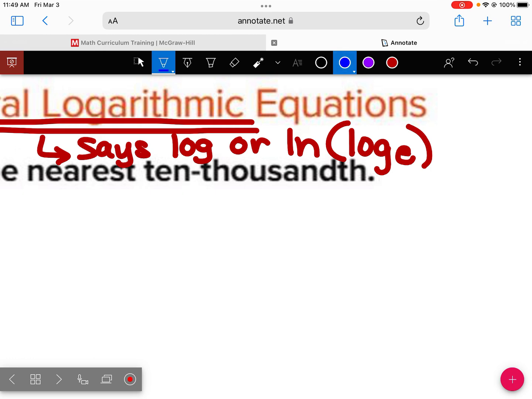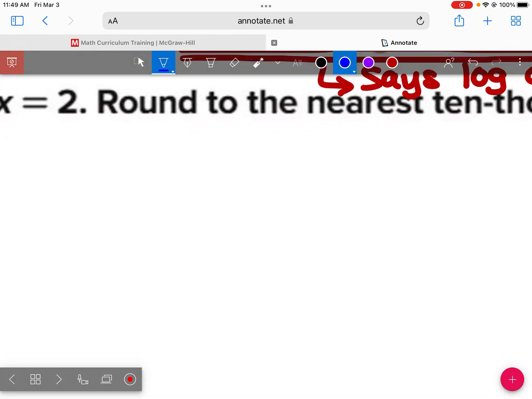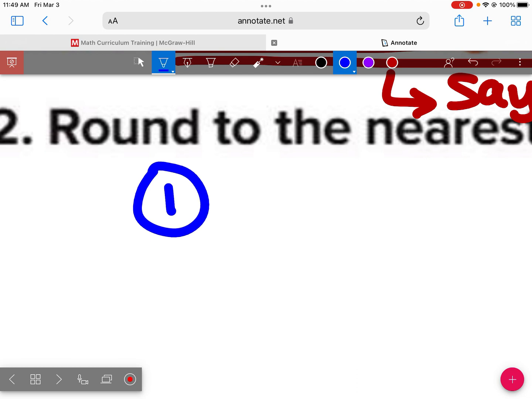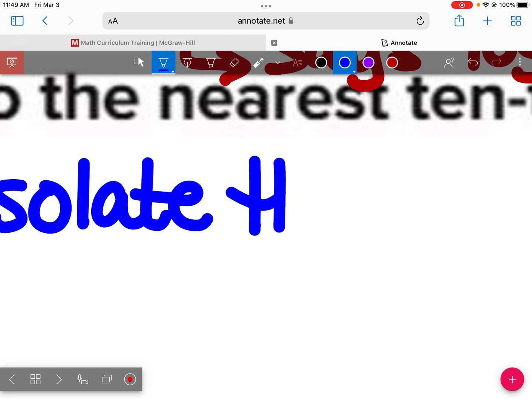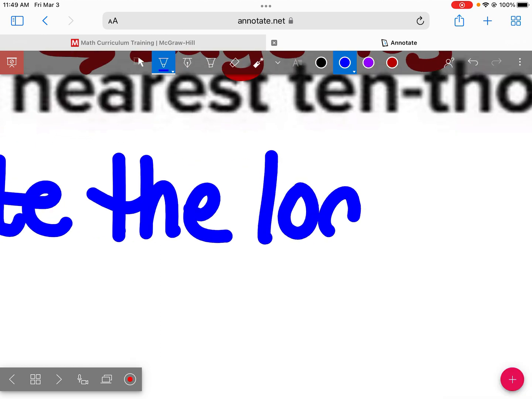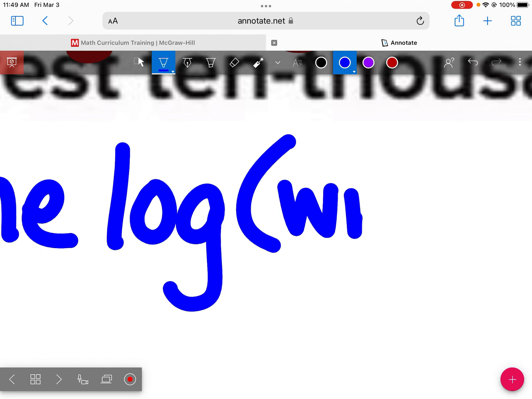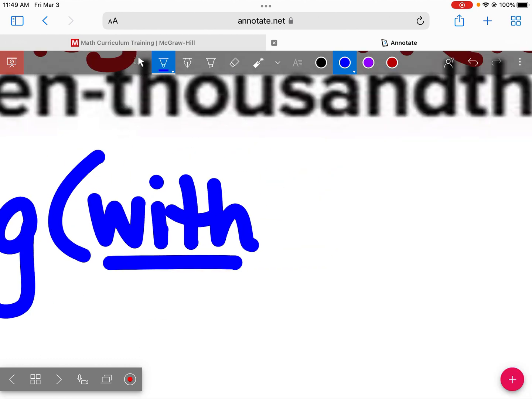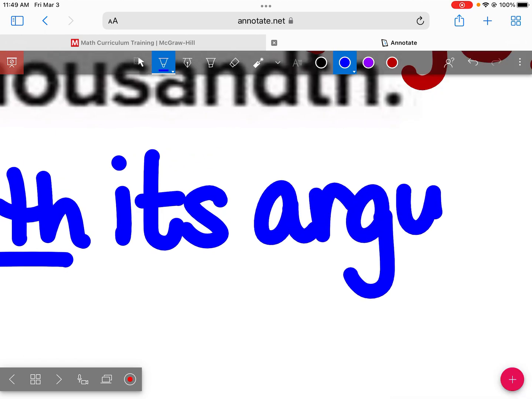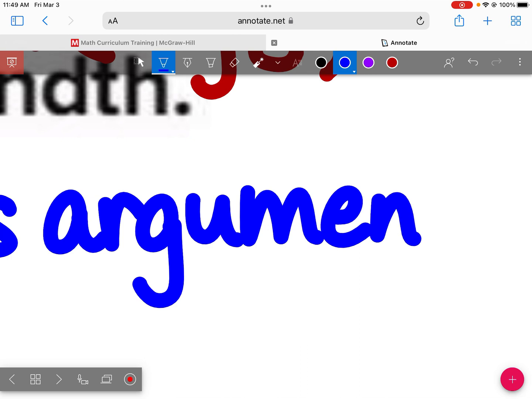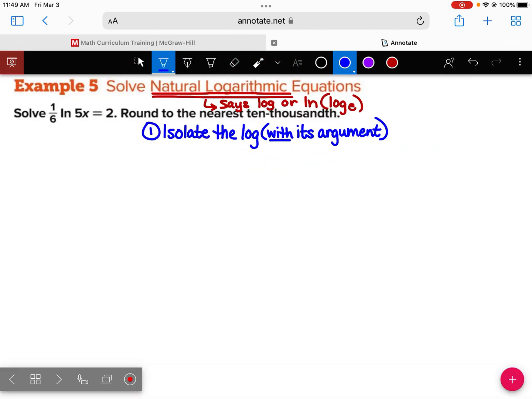My steps for this are almost exactly the same as when I'm solving an exponential. We're going to isolate the log with its argument. You are never allowed to separate a log from its argument. The only thing you can do is rewrite it in a different form. But you cannot separate the log from its argument.